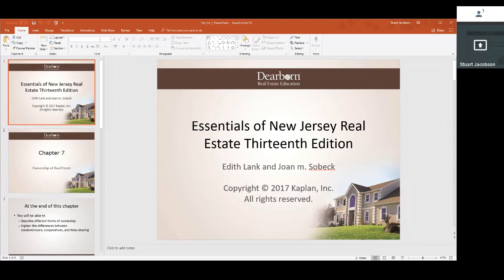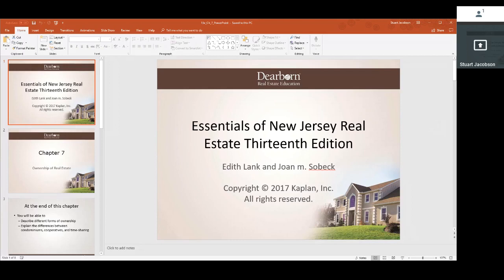T-TIP. The four unities to create joint tenancy is TTIP. The unity of time, the unity of title, the unity of interest, and the unity of possession. T-TIP. Okay? What do I mean by the unity of time? They must take title at the same time. Title, the unity of title. They must have taken title on the same title. So it can't be a new title that was drawn up, anything like that.